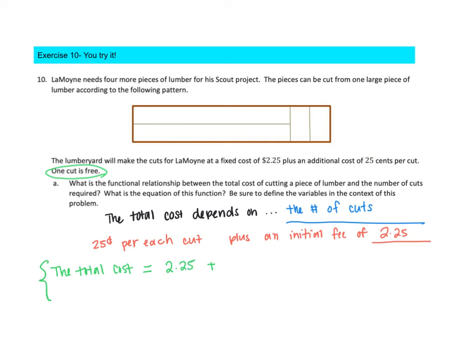Plus 25 cents times our number of cuts, but we don't know how many cuts there are, so that's our X variable. But one cut is free, so I'm taking away one because we don't have to pay for one of those. So this is the final kind of situation I've come up with. Remember that this is our dependent variable. This is our initial value. This is our rate. And this is our dependent variable. Okay? We're going to continue on with the next part of this on the next page.